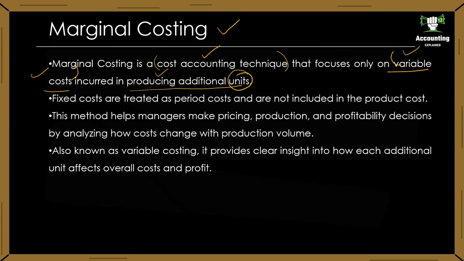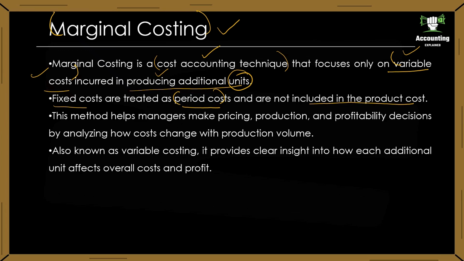Next, coming to fixed cost. Fixed costs are also treated as period cost. Examples, rent and salaries. Rent and salaries we pay periodically, only every month, and the amount is also fixed and will not change too often. That is why fixed costs are also called period cost and are not included in the product cost while calculating the product cost using marginal costing.